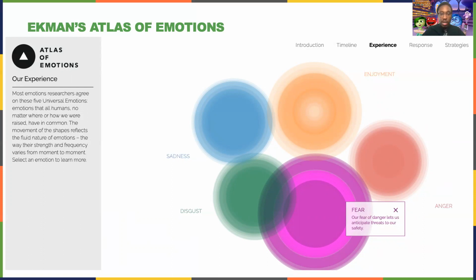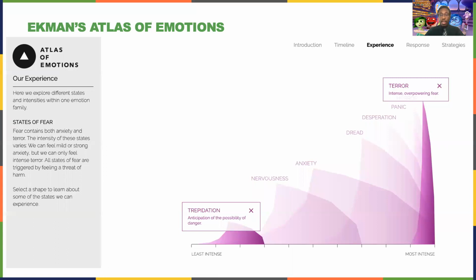He basically theorized that there are five main broad categories of emotion, which are fear, anger, enjoyment, sadness, and disgust, which correspond to the characters in the movie Inside Out. And then in each of these categories of emotion, there are different levels, very similar to the wheel that I showed you at the beginning, where there are different levels of intensity. For example, for fear.